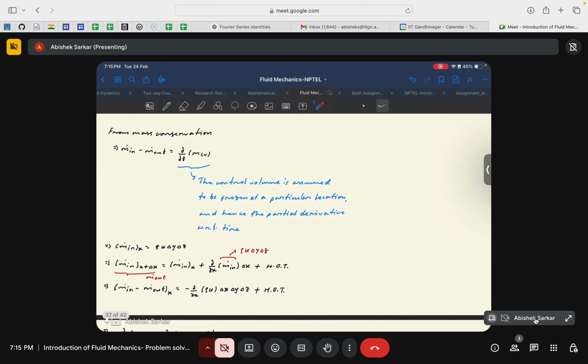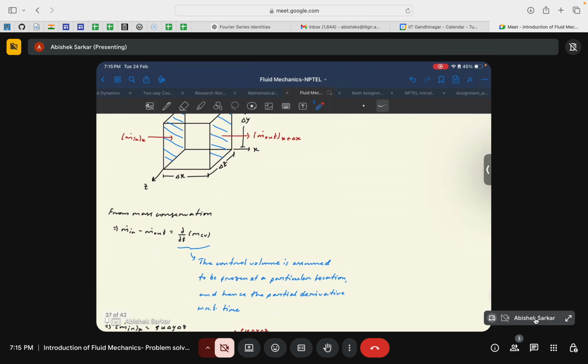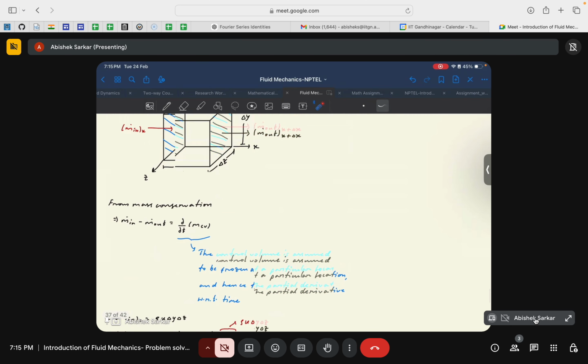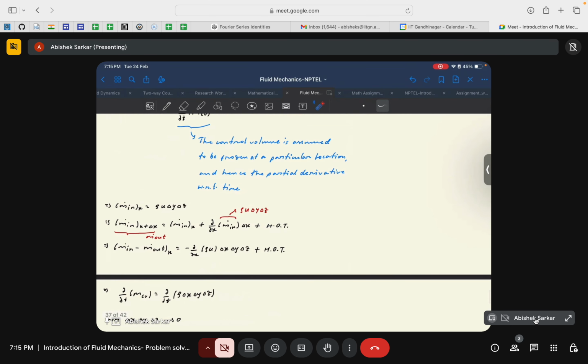We will have m dot in as rho u delta y delta z, that is rho times area times velocity, where this area is delta y delta z. And m dot out at x plus delta x is basically m dot in plus dou by dou x of m dot in times delta x. A simple expansion using Taylor series.